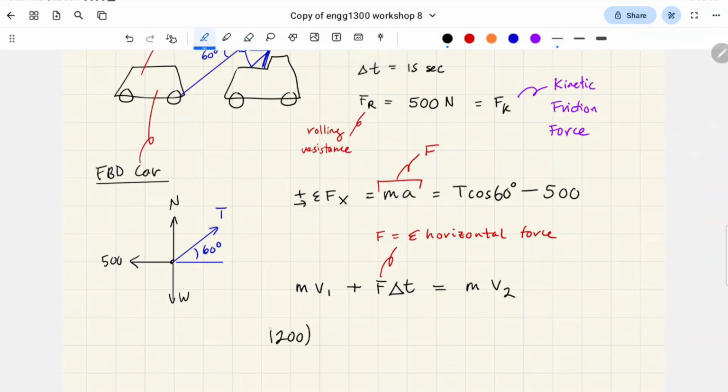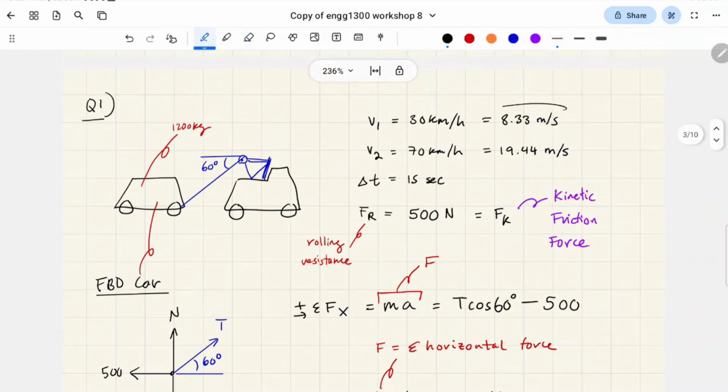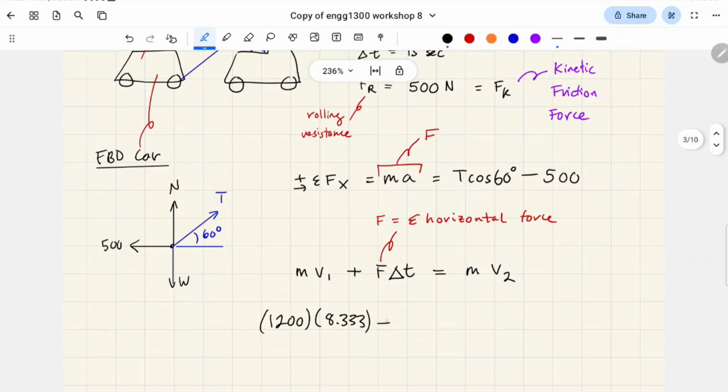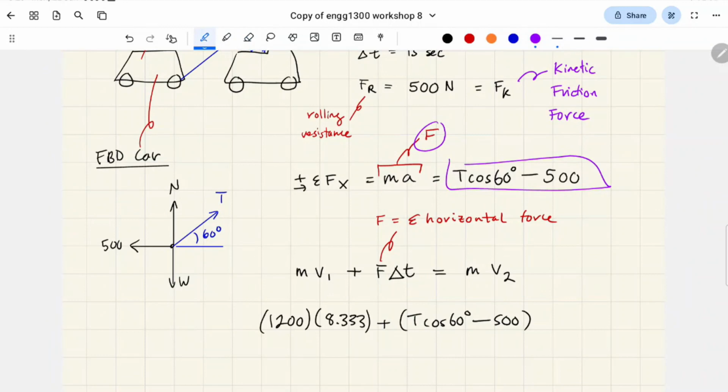We know that the mass was 1,200. We were given our velocity, which was in kilometers per hour, but I've converted it to meters per second, right? So here for F, I'm subbing in our sum of the horizontal forces. So F equals that, and that goes into here, right? And then our time was over 15 seconds.